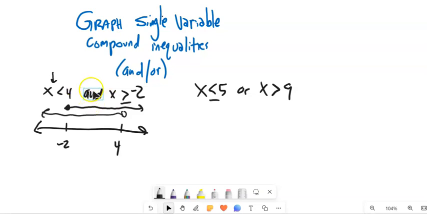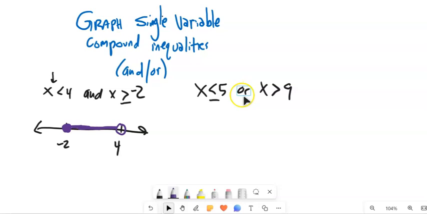But since it's an and, it has to be both at the same time. So wherever there's overlap is my answer for and. So this is closed, this is open, and it's between them. These numbers in here are the numbers that are both less than 4 and greater than or equal to -2, right? And means it has to be both at the same time.